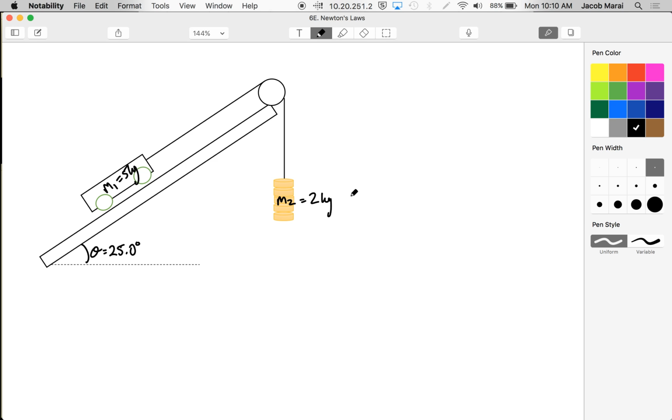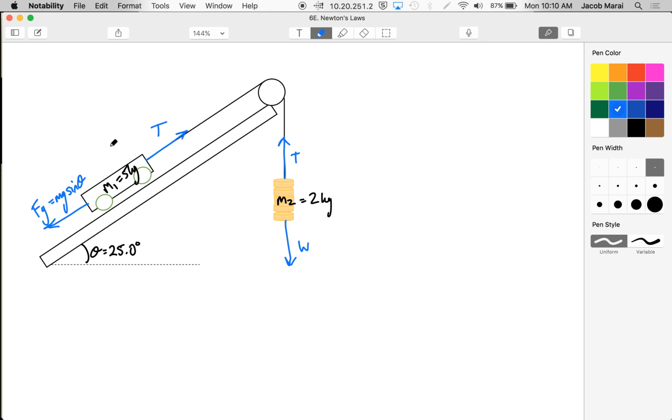Now here's the thing. What we need to find out first, this is like a tug of war. There is going to be a tension this way, and there's going to be a tension this way. You've got your weight force down, and now I'm going to combine weight and normal, and summarize that as the force due to gravity, which is mg sine theta.